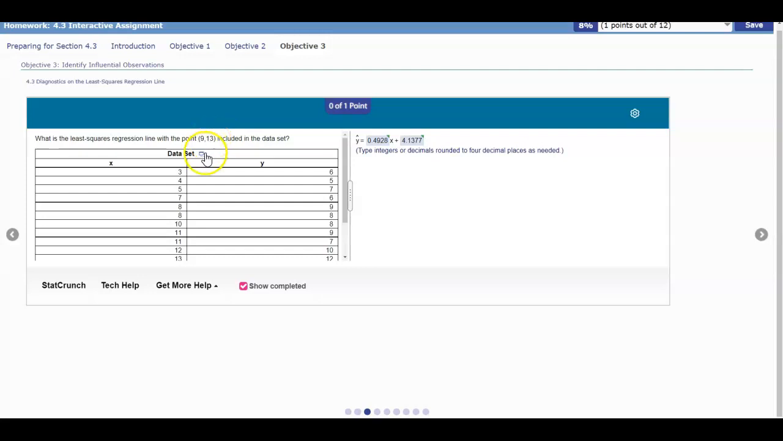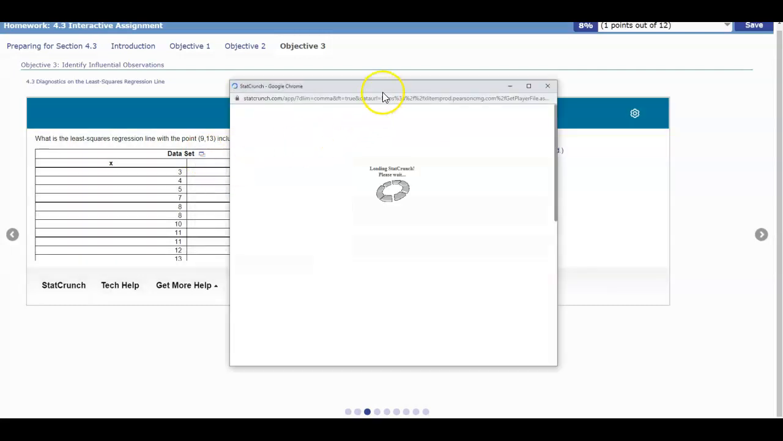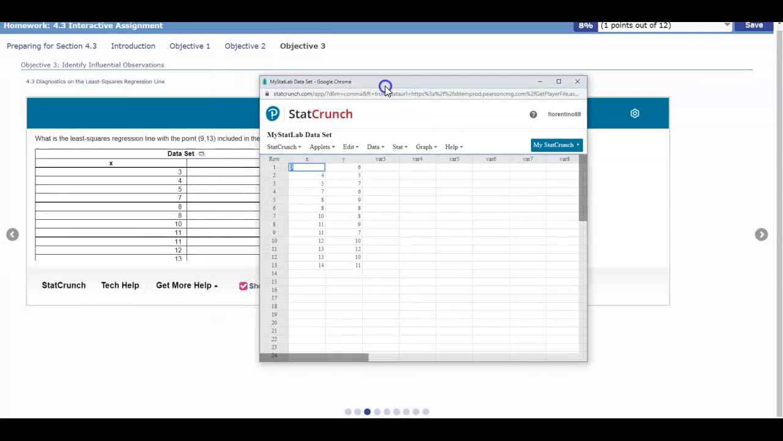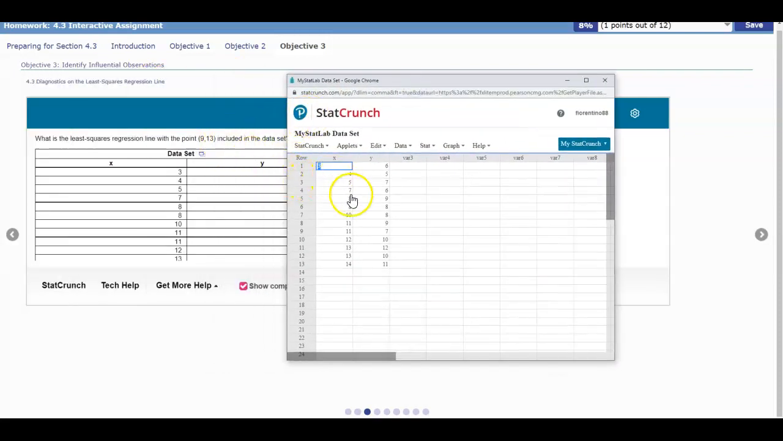So the first thing we're going to do is select Open in StatCrunch. Then we need to input this point (9, 13) because it's not included. So this is an influential observation. We're going to put in the value of x to be 9 and the value of y to be 13. So now we've included that point into our data set.